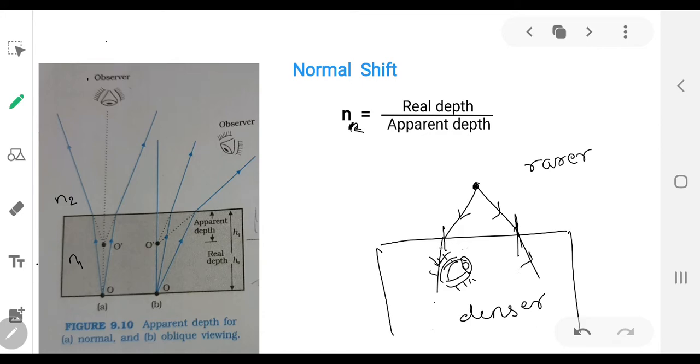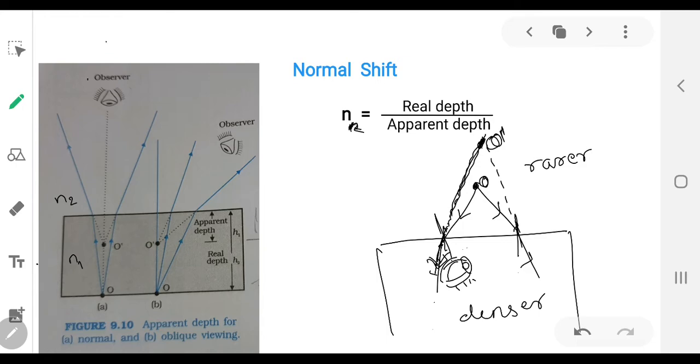So what is the direction of the refracted rays? He feels that the refracted rays are coming from this point, so he feels the object is at this point. Actually the object is at point O. Due to the refraction, the observer can see the object in the direction of the refracted ray. He feels the object is at point O dash.